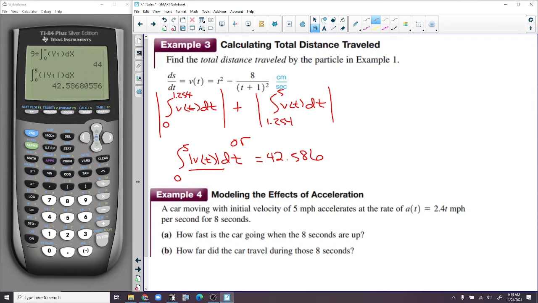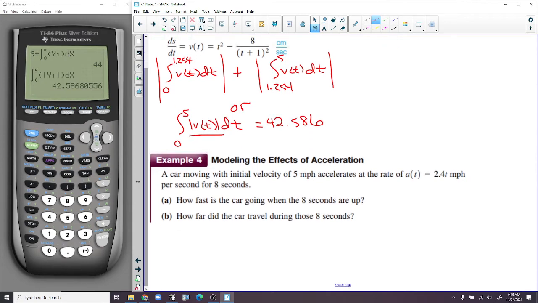Modeling the effects of acceleration. A car moving with initial velocity of 5 miles per hour accelerates at the rate of 2.4t miles per hour per second for 8 seconds. So they give us the acceleration. A, how fast is the car going when the 8 seconds are up?